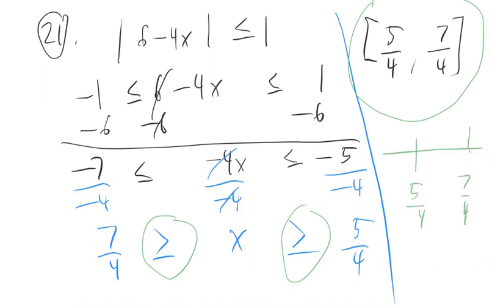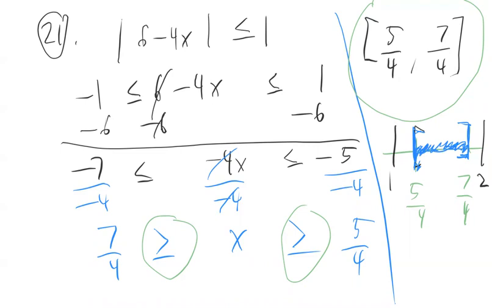Now 5/4 and 7/4 are a little bit hard to find, because 5/4 is actually a little bit to the right of 1. 7/4 is actually a little bit to the left of 2. So you're going to find this on the graph somewhere between 1 and 2. And then you're going to have brackets, let me do blue brackets actually. You're going to have brackets that go from 5/4 to 7/4. And then it's going to be shaded between those brackets. So it's going to look kind of narrow. So 5/4 to 7/4. That's 21.